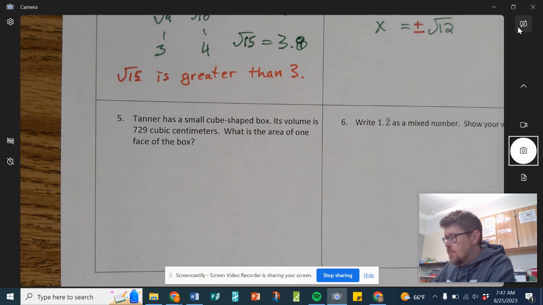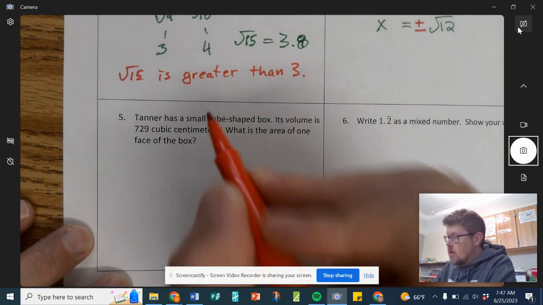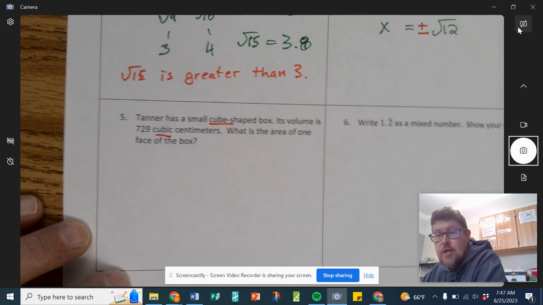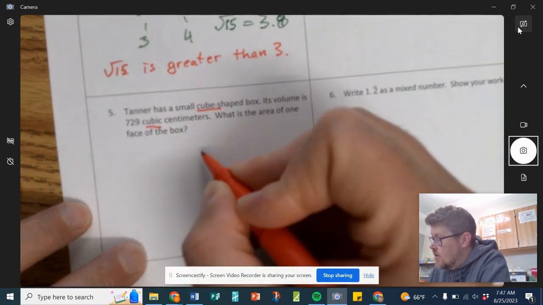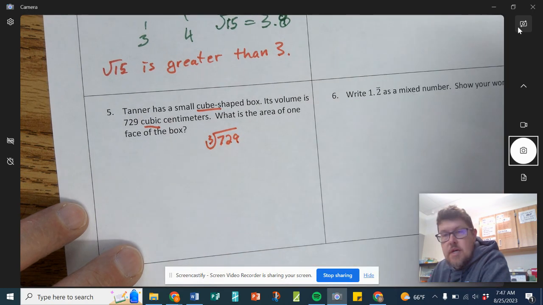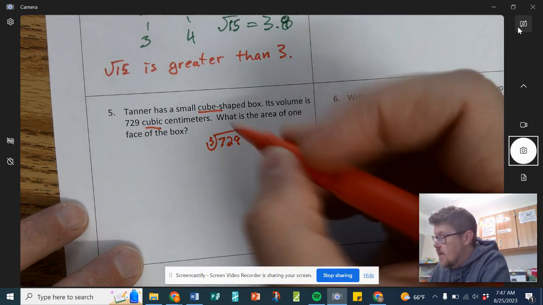Tanner has a small cube-shaped box. Its volume is 729 cubic centimeters. What is the area of one face of the box? Well, that's your clue right there that you're going to be looking for a cube root. So we're going to cube root 729, just like that. Let's see, that's 9.